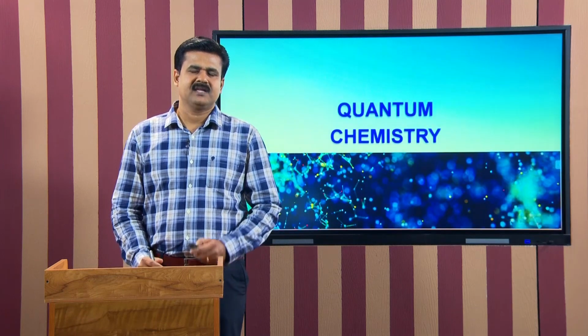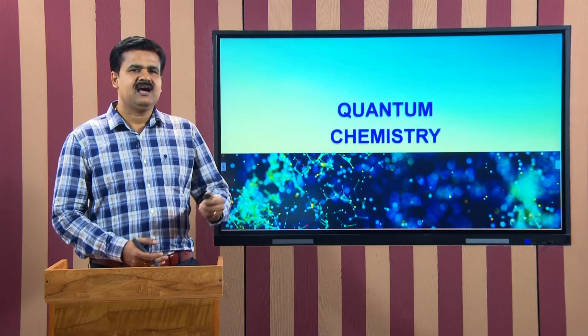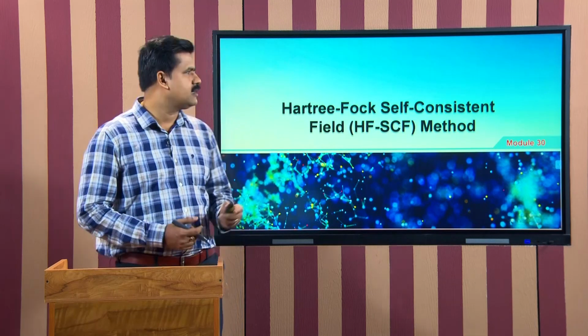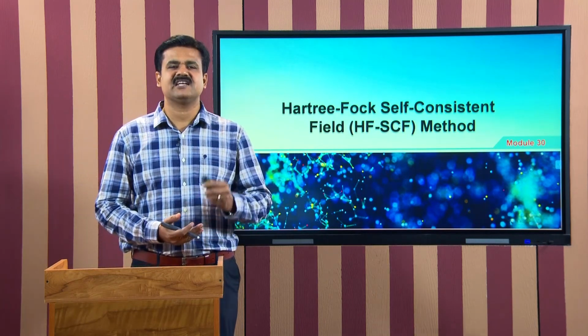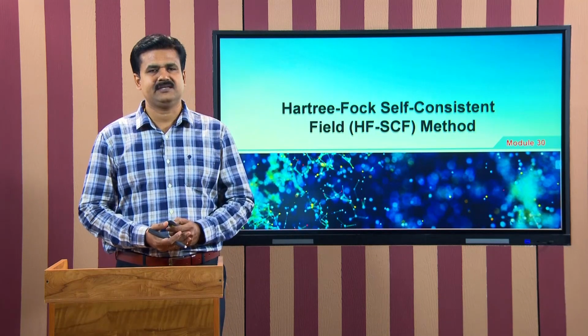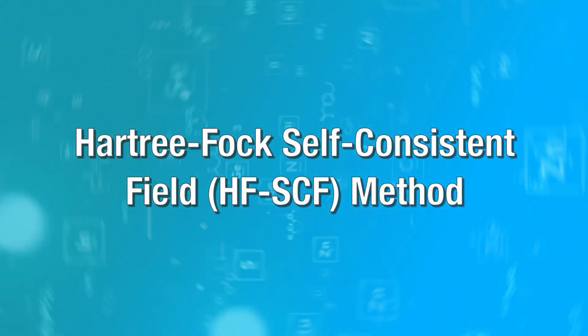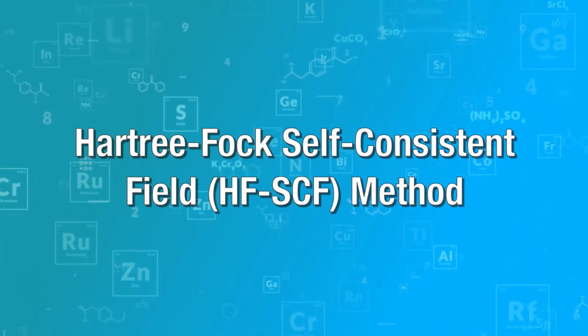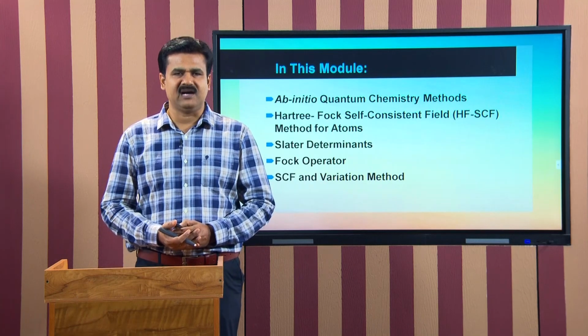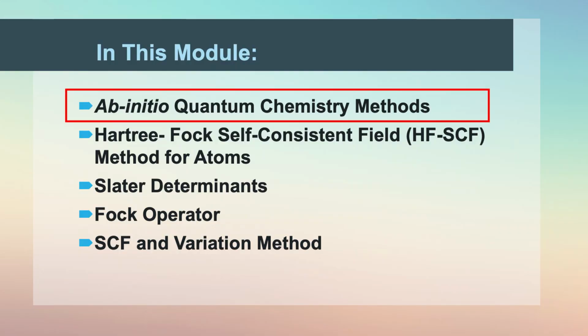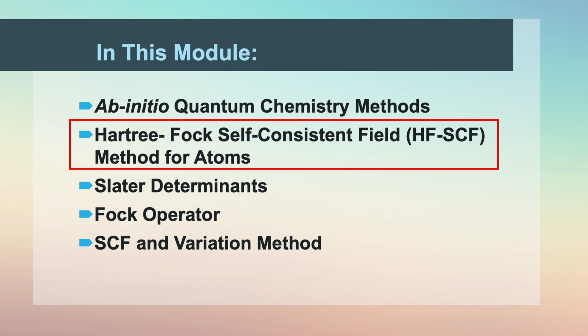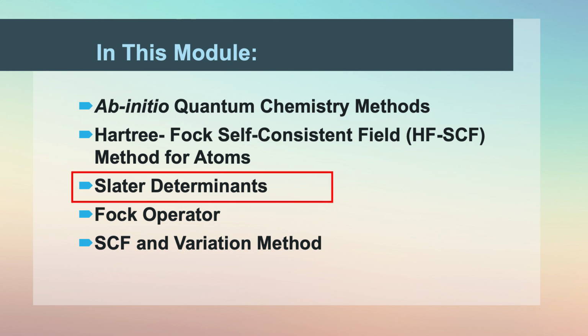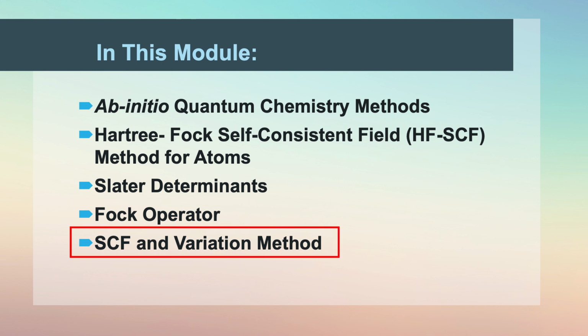Welcome dear learners. We are continuing quantum chemistry and in this module we are discussing the Hartree-Fock self-consistent field HF-SCF method. The contents of this module are ab initio quantum chemistry methods, the Hartree-Fock self-consistent field HF-SCF method for atoms, Slater determinants, Fock operator and SCF, and variation method.